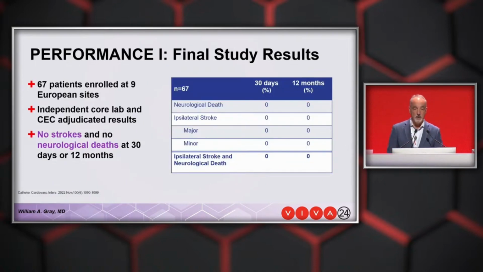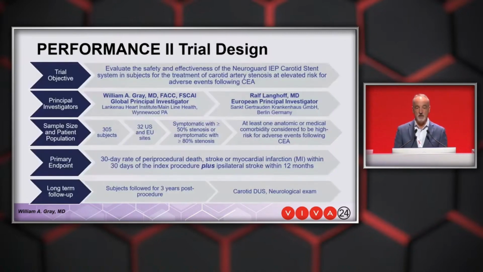In the Performance 1 final study results of the 67 patients in Europe, no stroke was seen in any of the patients at 30 days or at 12 months, demonstrating both safety of the protection system and robustness of the stent. There were no neurologic deaths and no major strokes throughout the course of this study.